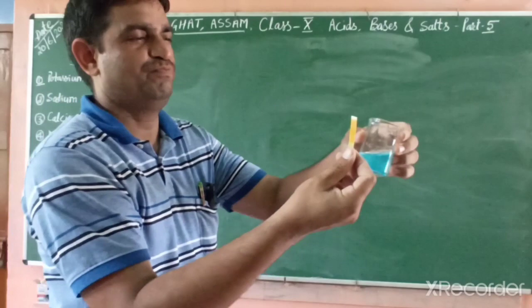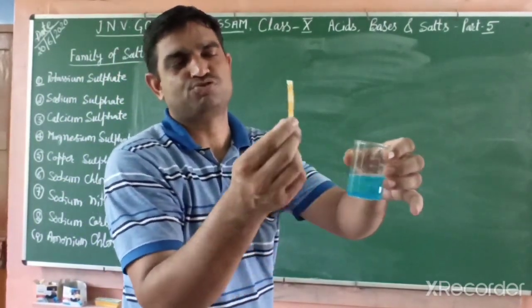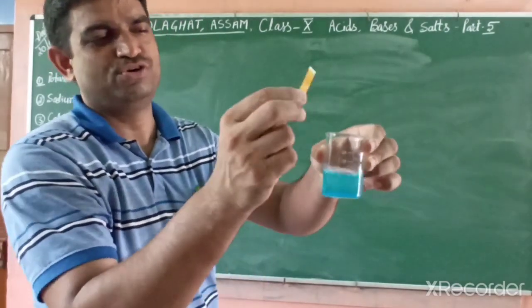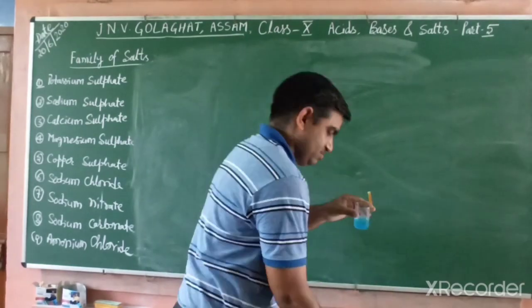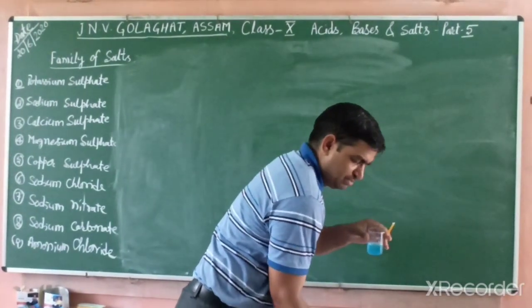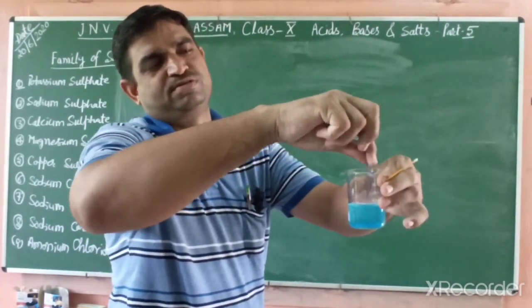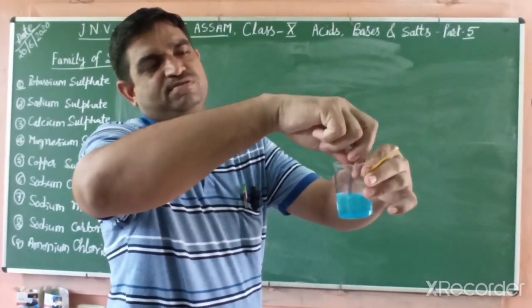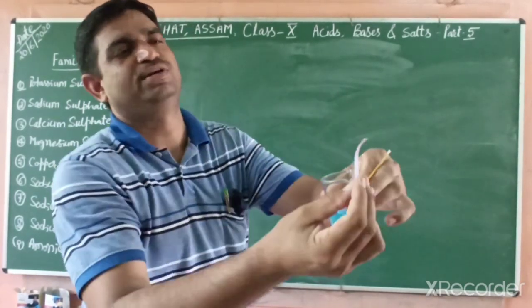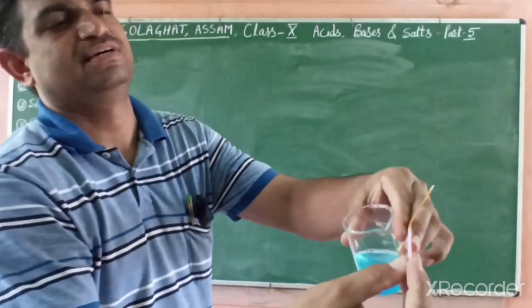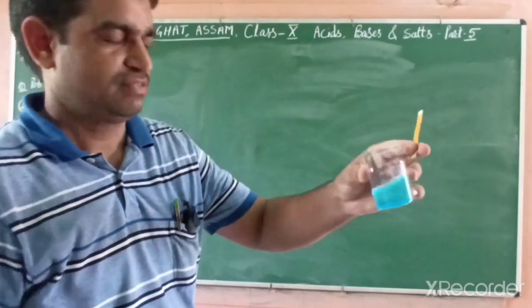Why? Because copper sulfate is made by sulfuric acid and cupric hydroxide, that is strong acid and weak base. So it is an acidic salt. This one is an acidic salt. If we use litmus paper also, blue litmus only slightly changes, slightly reddish color. But pH paper can easily identify it is a slightly acidic salt.